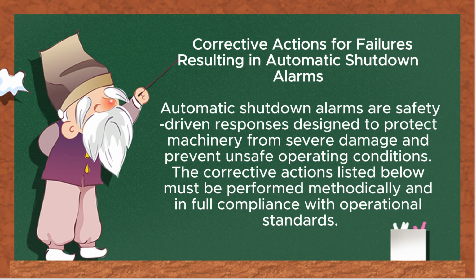Since boilers are critical to both safety and performance, understanding how to identify faults and apply the proper corrective measure is essential. Corrective actions for failures resulting in automatic shutdown alarms. Automatic shutdown alarms are safety-driven responses designed to protect machinery from severe damage and prevent unsafe operating conditions. The corrective actions listed below must be performed methodically and in full compliance with operational standards.